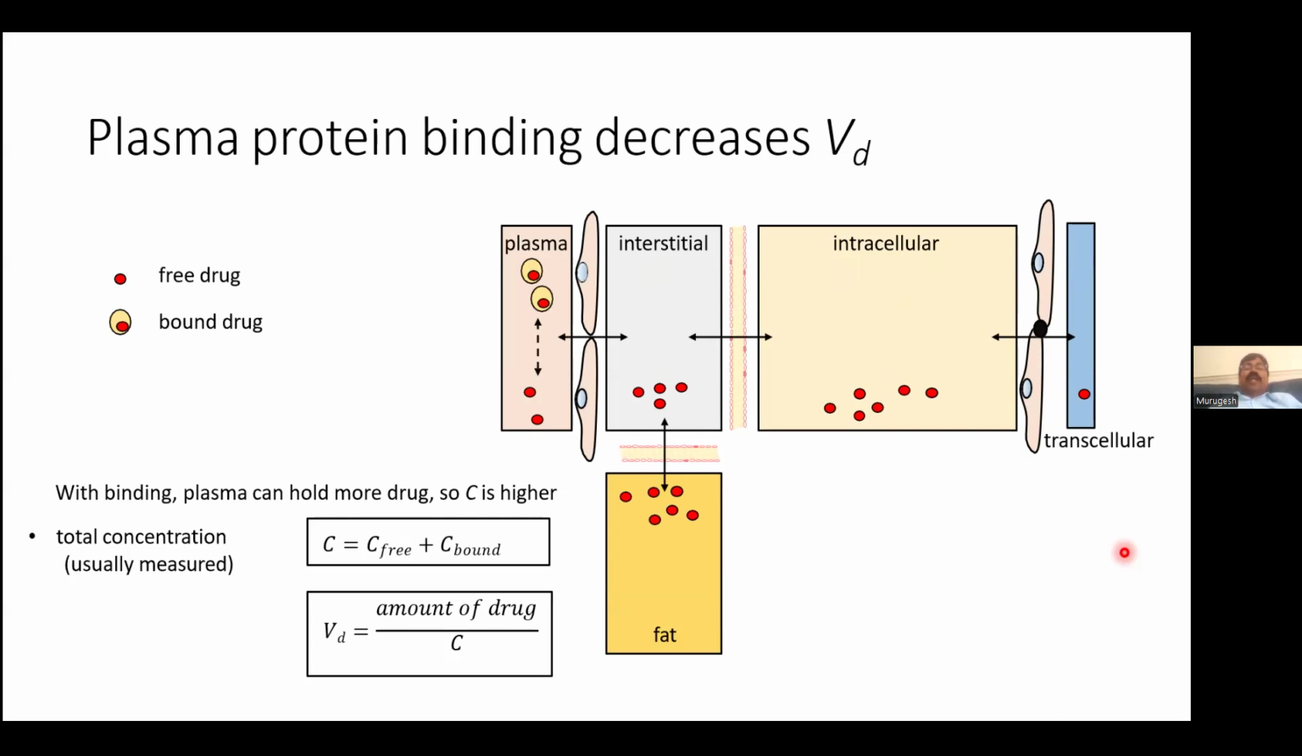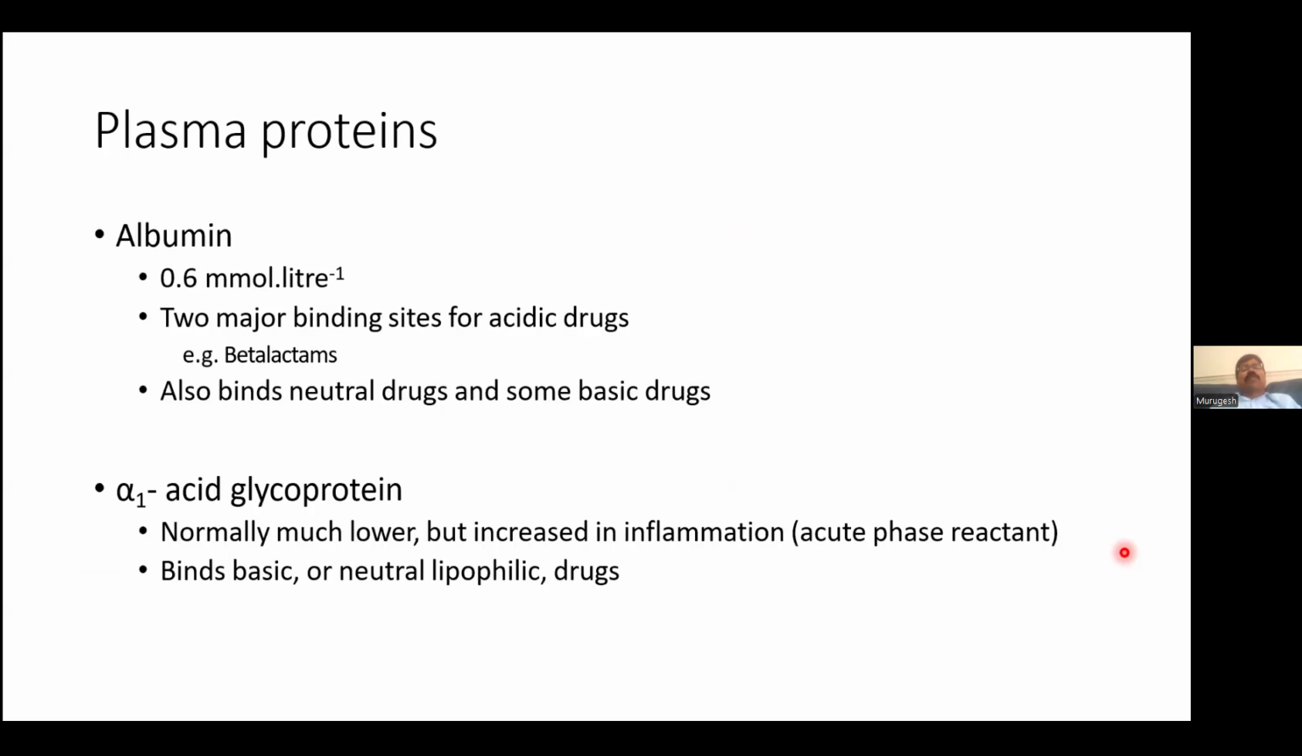So plasma protein binding decreases volume of distribution. It's very clear, isn't it? Within the intravascular compartment, if it's bound, the antibiotic is not free to go outside the vascular compartment. So it does decrease the volume of distribution. So what are the plasma proteins? The main ones are albumin and alpha-1 acid glycoprotein.